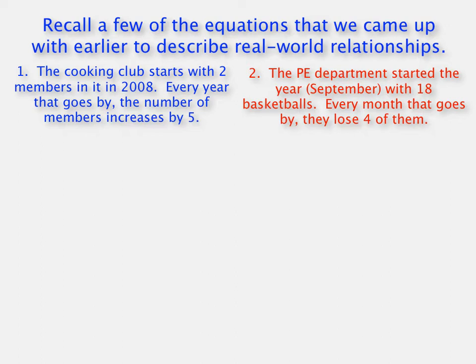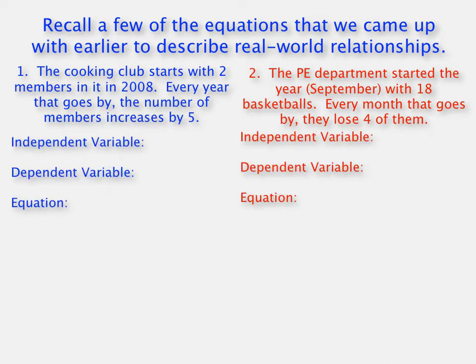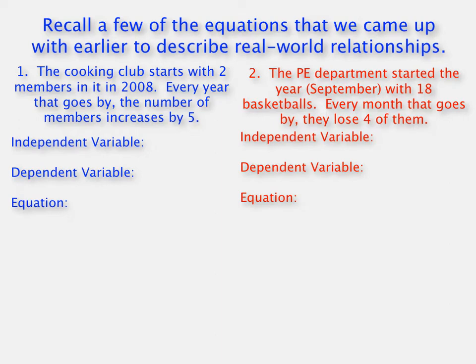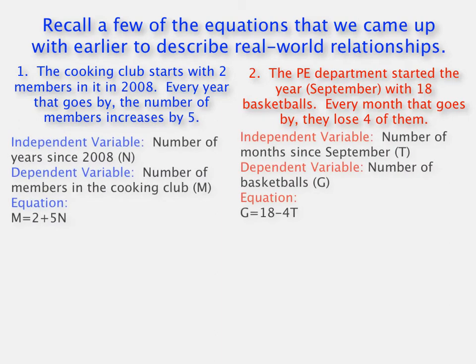And I'd like you to take a moment to pause the video, and for each of these, identify the independent and dependent variables and create an equation to describe that situation. Now you may have chosen different variables from me, but that's totally fine. In our first equation, I had m equals 2 plus 5 times n. In our second equation, I had g equals 18 minus 4 times t.